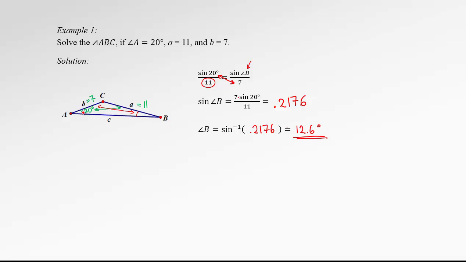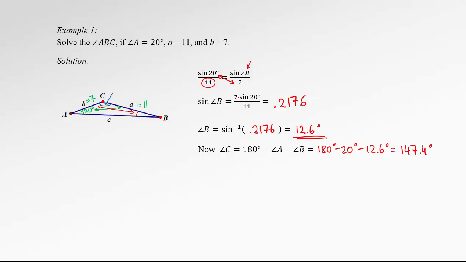We also have angle A, therefore it's easy to find angle C. Since the sum of angles in any triangle is 180, angle C can be calculated as follows: 180 minus angle A and minus angle B. So we have 180 minus 20 and minus 12.6 degrees. That becomes 147.4 degrees. Okay, so we have all angles already.